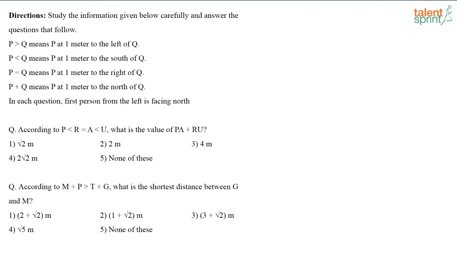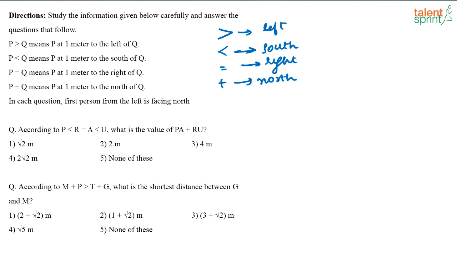Next one. Next question is on directions. Try this and tell me the answers for the questions. So how will you solve this? What is given here? P greater than Q means P is 1 meter to the left of Q. Okay. So here see, greater than symbol means left, less than symbol means south, equal to means right, and plus means north. Okay, that's what you need to know.